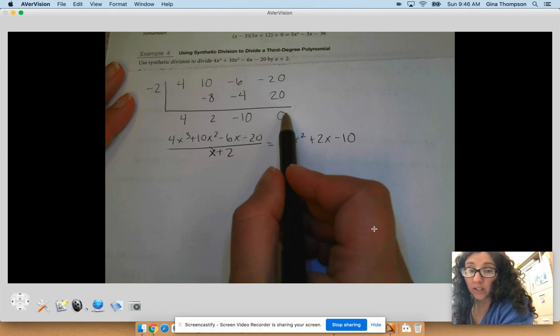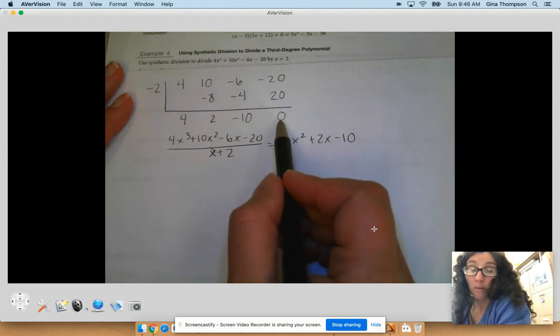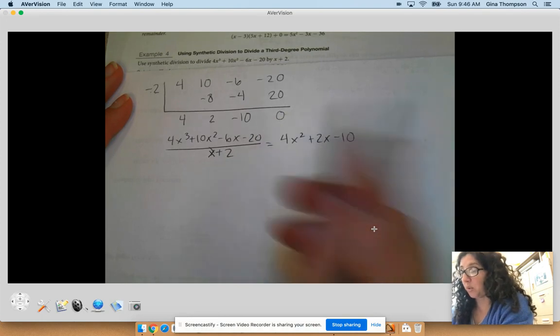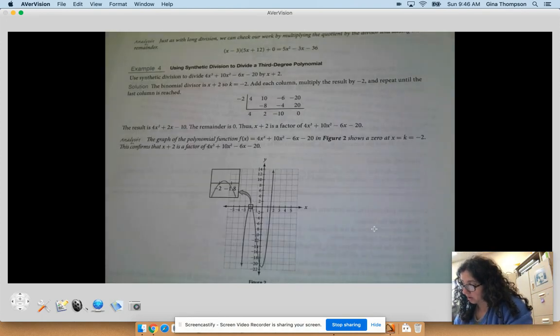Both of the synthetic division problems we've done have had 0 remainders, but you can have a remainder just like you can with regular long division. It just is a coincidence that these both have not had remainders.